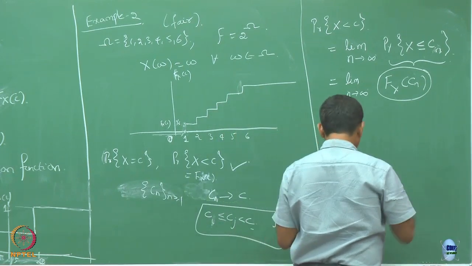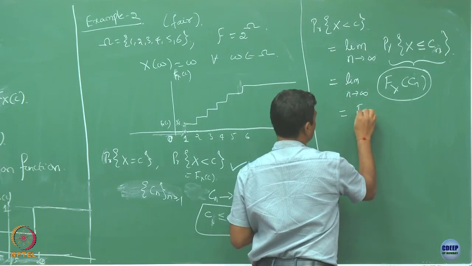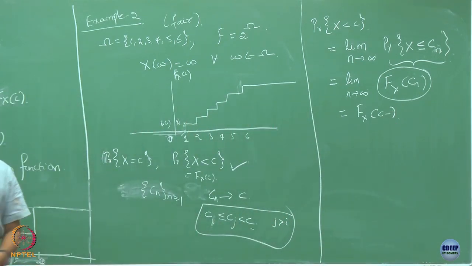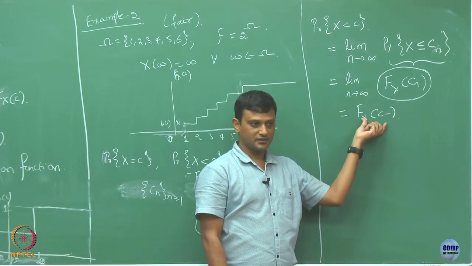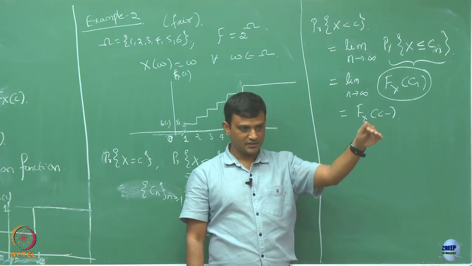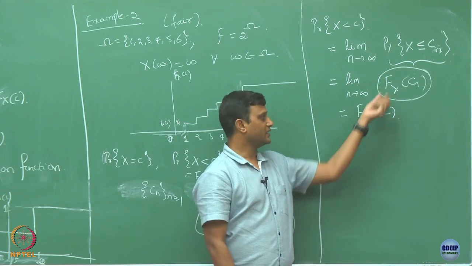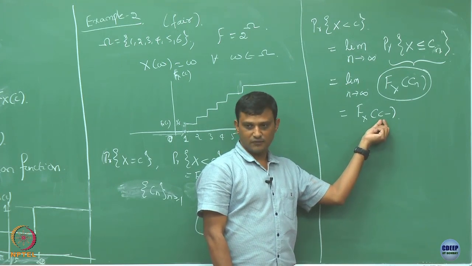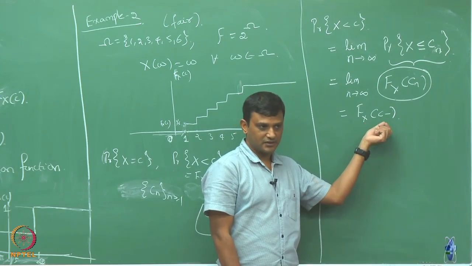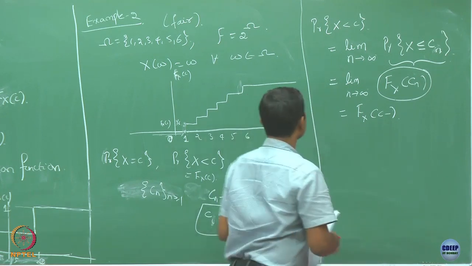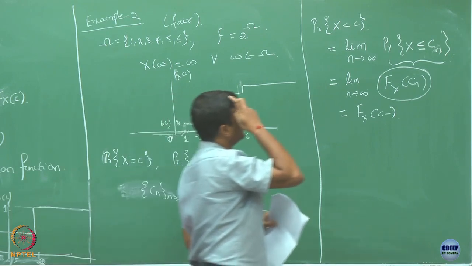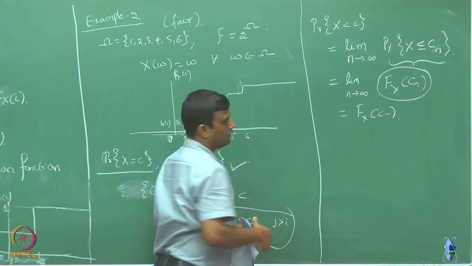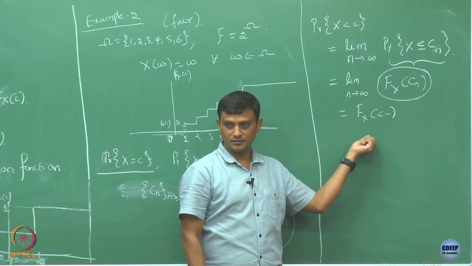Okay, now I am going to define this case here as f of x at c minus. I am just defining this entire limit as this. If you take any sequence approaching c from the left, whatever limit you get, let us call it f of x at c minus. What is this saying? Basically that the value of f of x just before c, that is what c minus means. Now with this definition, can I express p of x equals c in terms of f of x at c and f of x at c minus? How is that?